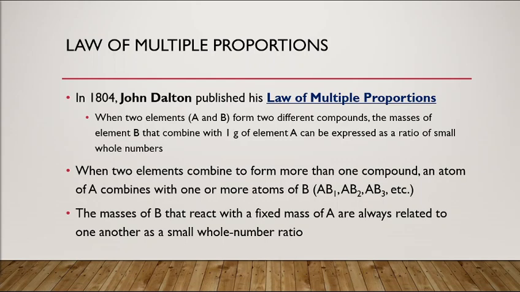The law of multiple proportions states that if you have two elements that combine to make multiple compounds, and again, by multiple compounds, I mean you have AB1 and AB2 and AB3. This one contains one B, that one contains two B's, that one contains three B's, but it's still a combination of just your A and your B. If they combine to make multiple compounds in that format, the mass of B that reacts with a fixed amount of A is always going to be related to one another in small whole number ratios.